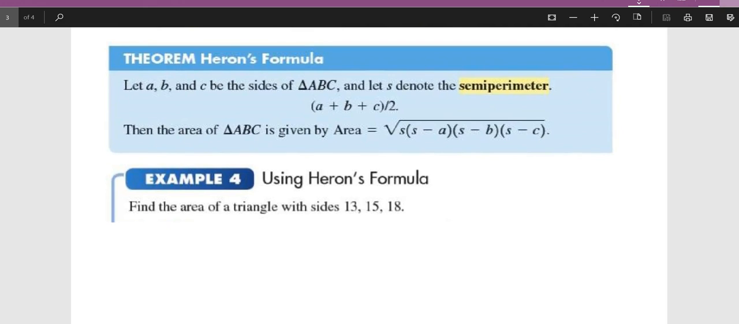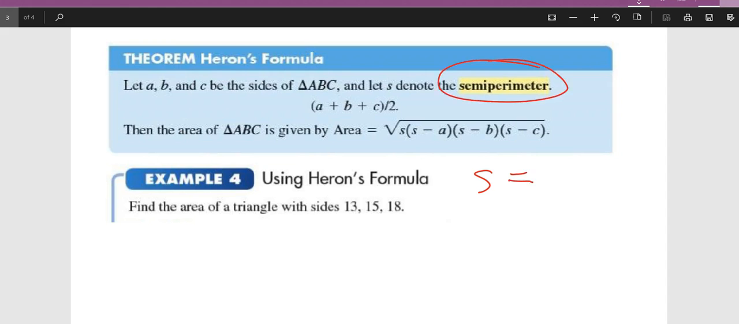There is another formula on your formula sheet. You don't even have to know the height of a triangle. As long as you know all three sides of a triangle, there's another theorem called Heron's formula, which you've never seen before in your life. And you'll notice that they designate this formula. S stands for the side lengths. I should say S stands for the semi-perimeter.